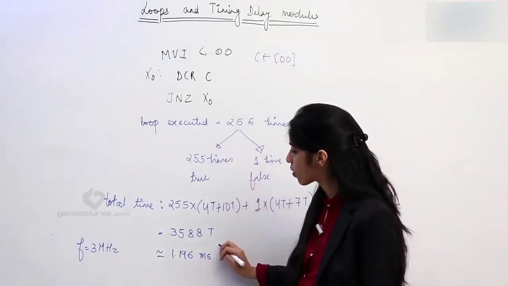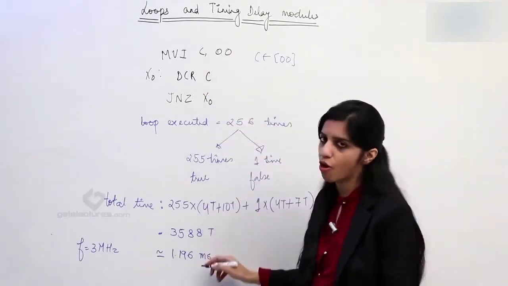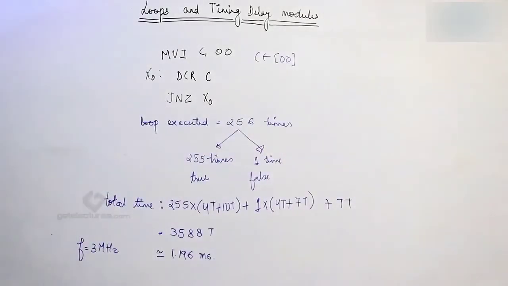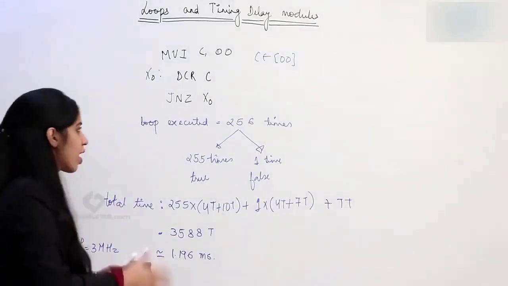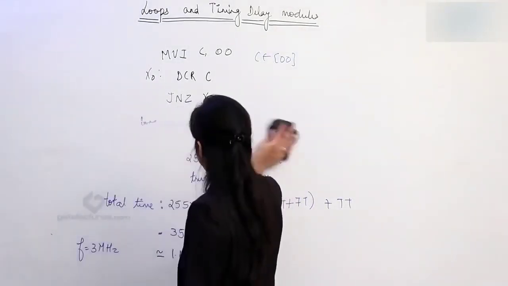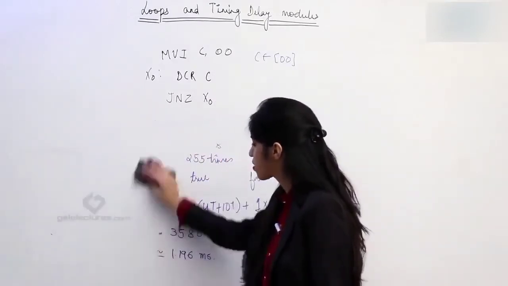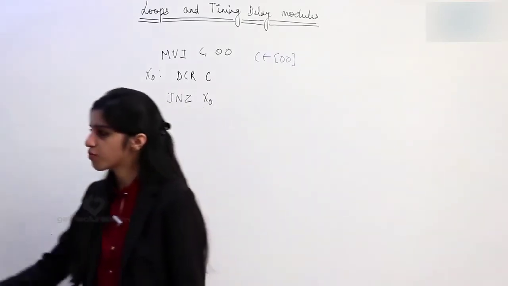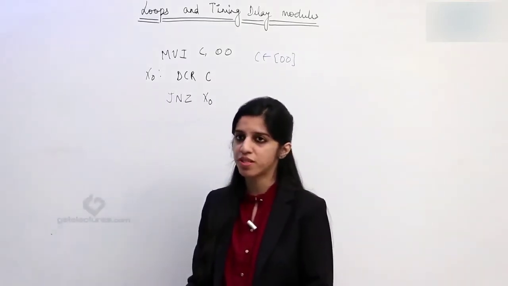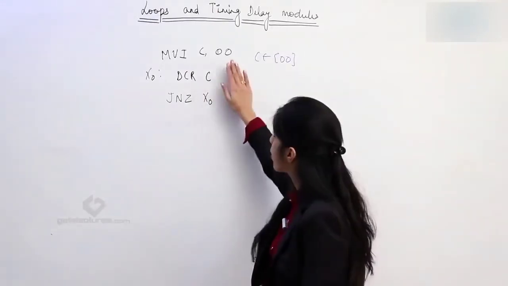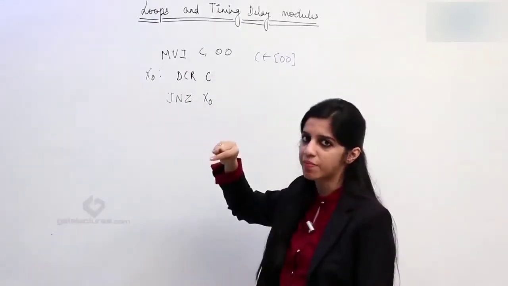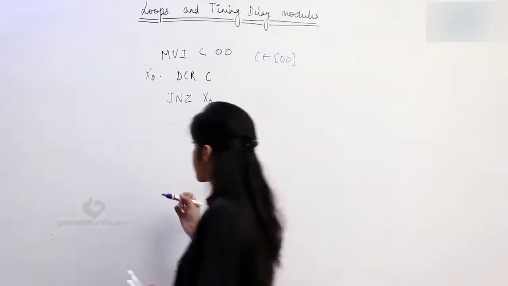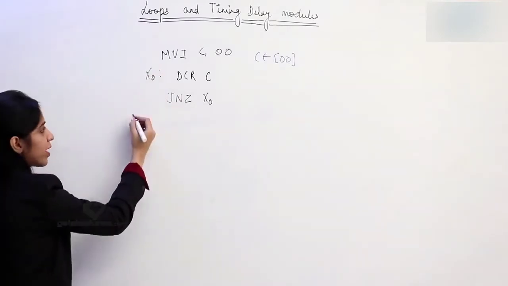So finally what we have got is, this module can provide us a delay of 1.196 milliseconds. Now our concern is, suppose you are supposed to write an ALP to produce a delay of 50 milliseconds. So what you are going to do is, we are going to use the concept of nested loops. What are nested loops? We are going to use this loop several times such that we can produce a total delay of 50 milliseconds.